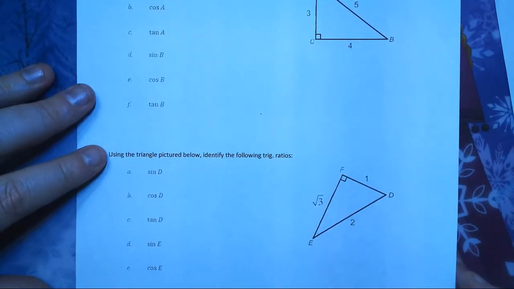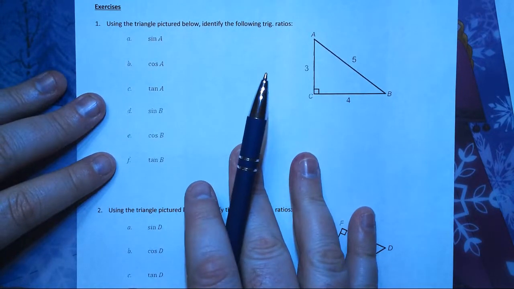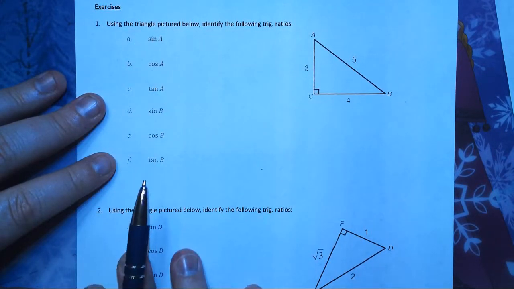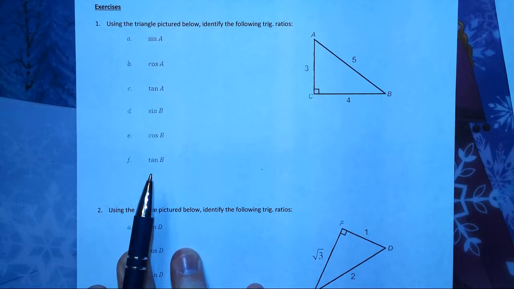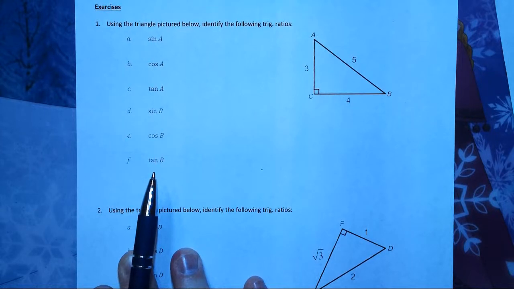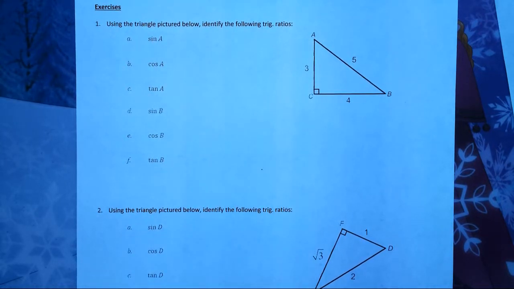Okay, last one, and I'll let you guys do this. Use the triangle picture below. Identify the trig ratios. What I want you to do is try this on your own. I will post the answers to this on my teacher page, so if you want to go there, you can check it later.